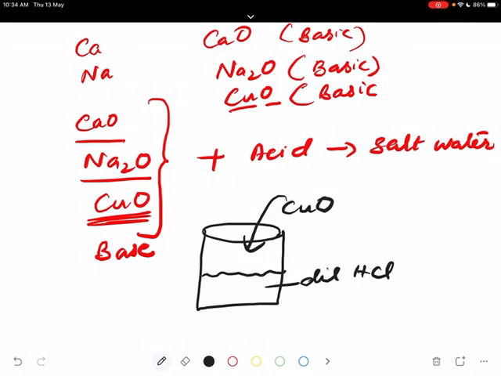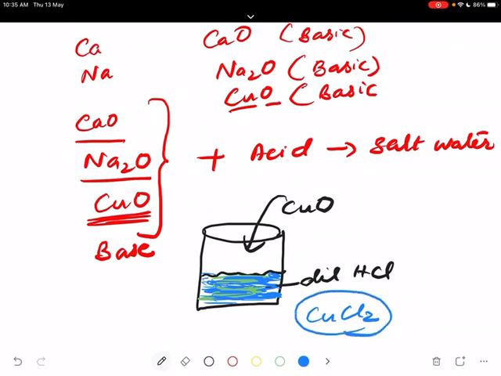You will notice that the color of the solution becomes blue green, and the copper oxide dissolves. The blue-green color of the solution is due to the formation of copper chloride, CuCl2. That means that is the salt form.